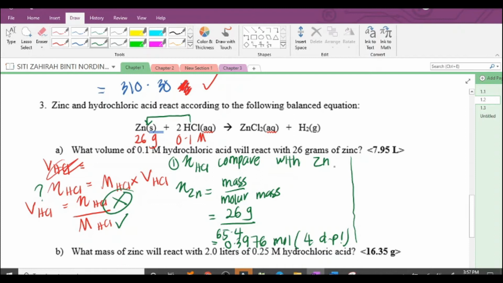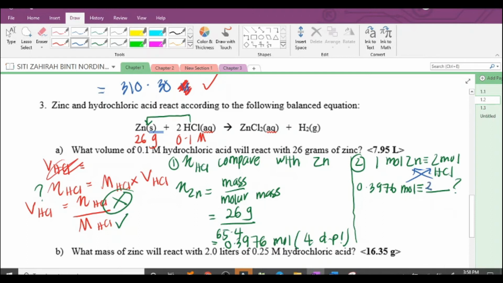Okay, so we've found the mole of zinc. Now compare it to the hydrochloric acid. From the equation, 1 mole of zinc is equivalent to 2 mole HCl. So 0.3976 mole is equivalent to how many moles of HCl? You need to do a cross multiplication here.